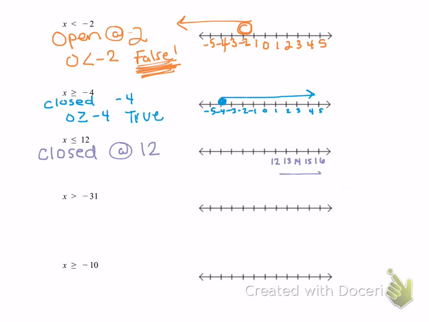Remember, in this direction you're adding, and in this direction you'll be subtracting. So we'll have 12, 11, then 10, then 9, 8, 7, 6. Okay? So there's our number line. Well, we already figured out that it's a closed circle at 12, so let's go ahead and draw that closed circle. Okay, we have our circle.